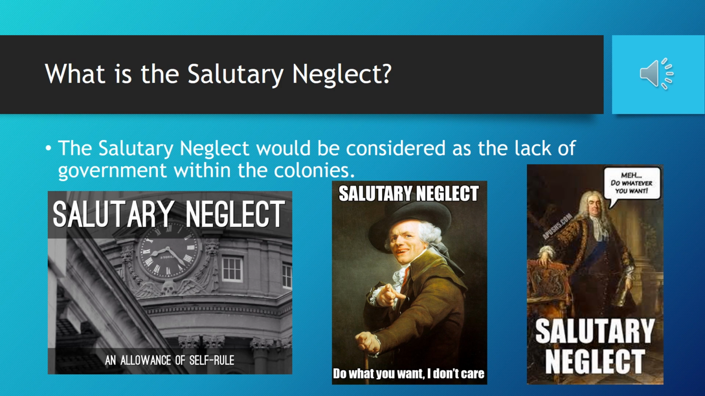What is salutary neglect? Well, according to historians, salutary neglect was the lack of governance of the colonies from the years of 1688 to about 1760. These years allowed the colonists to grow and develop without any interference of the British rule, because they pretty much forgot about them and let them be on their own.